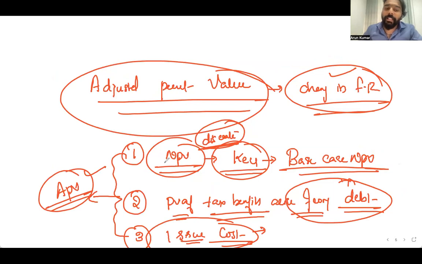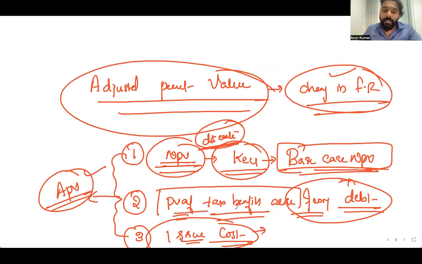That KEU is needed to find the base case NPV. That's the first step of your APV calculation. In the second step, you'll consider the present value of tax benefits, and whatever the impact of the debt will be considered in step number two. And in step number three, we'll consider the issue cost of equity as well as debt. Is it clear, everyone?